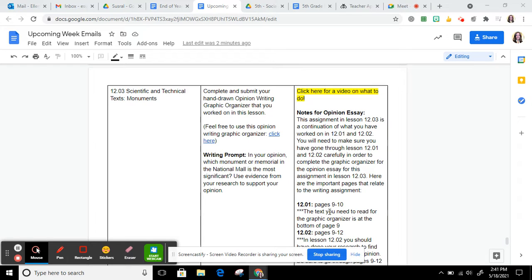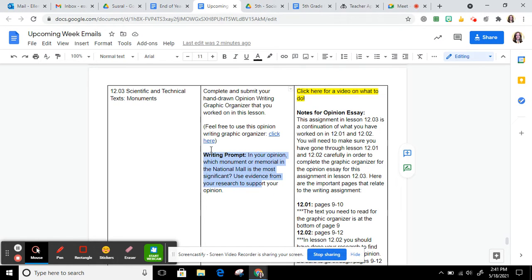Hey boys and girls, we're going to go over your assignment for ELA called 1203 Scientific and Technical Texts Monuments. For this assignment, you are completing and submitting your hand-drawn opinion writing graphic organizer that you worked on in this lesson. You've got the writing prompt here.